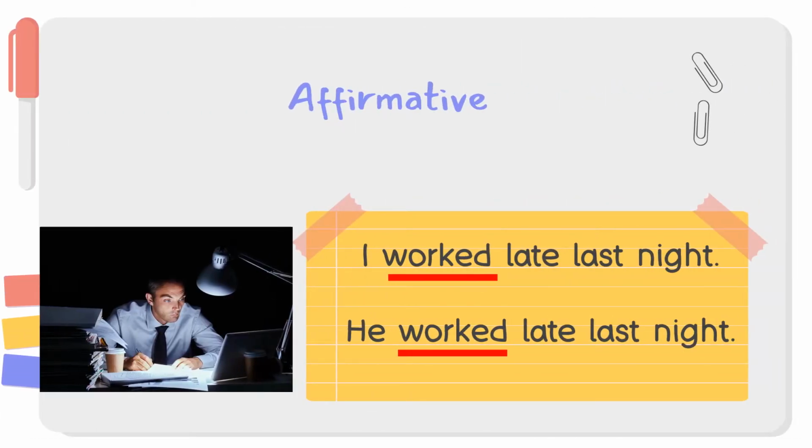Affirmative. Look at these sentences. I worked late last night. He worked late last night. In these sentences, we have the subject I and he, and then the verb in the past, worked. The verb in the past is used in the same form for all the subjects.